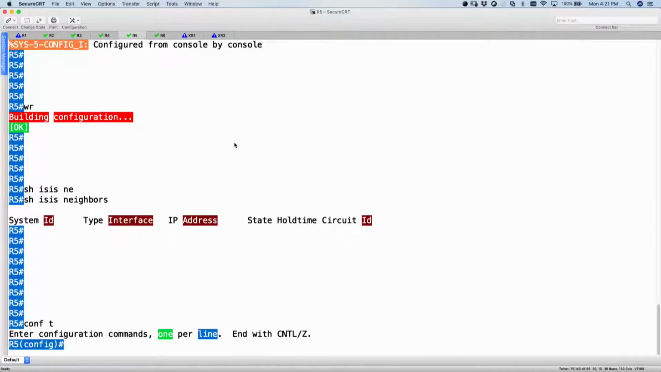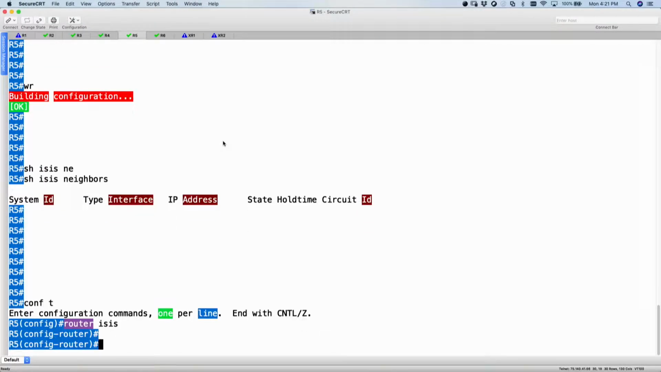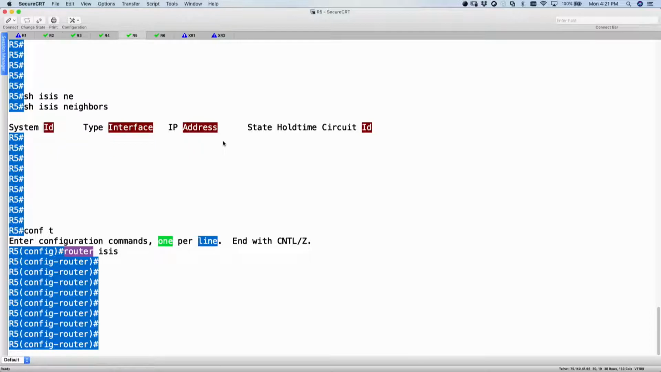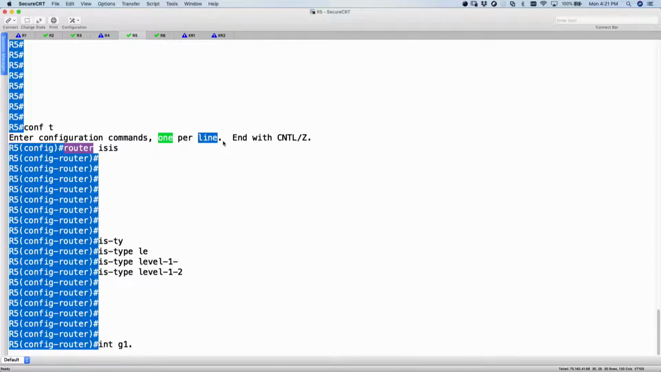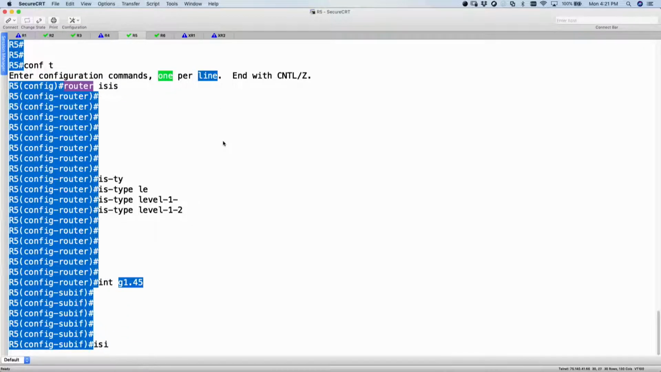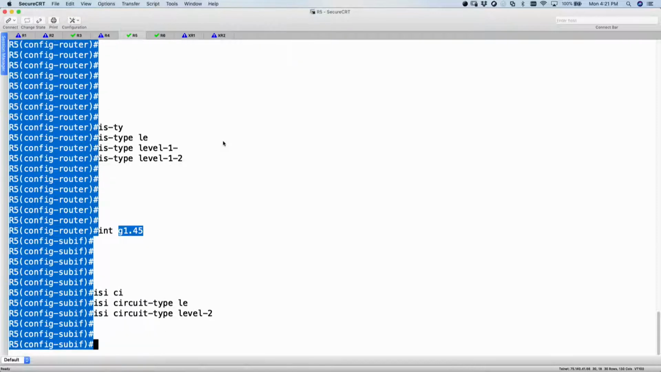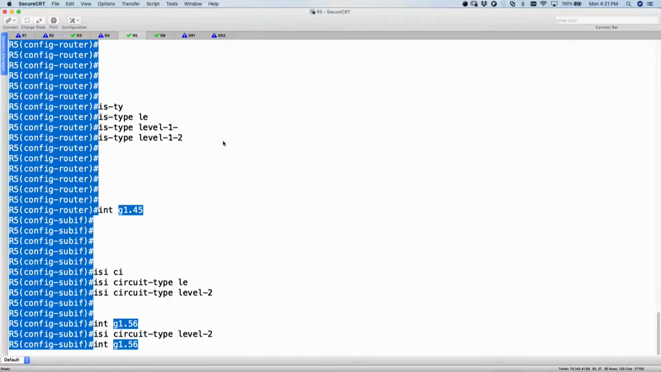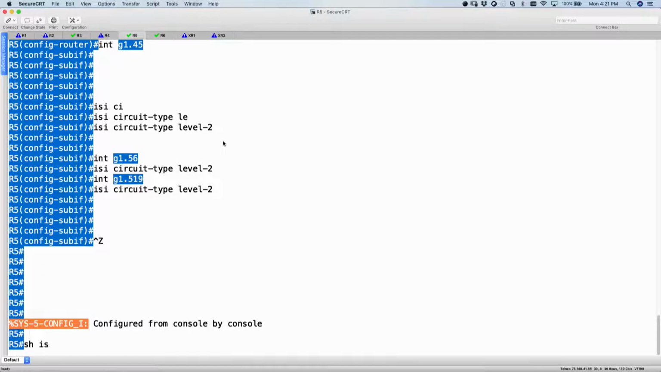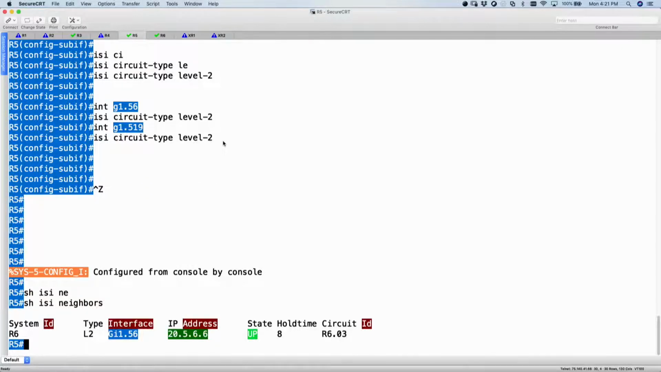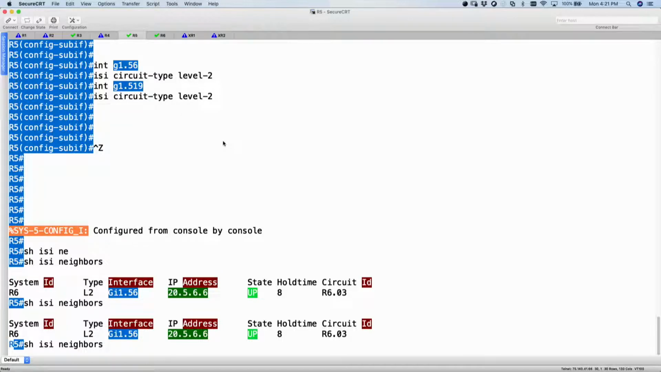I will go to R5, and even though globally I would be level 1, level 2, so I would say IS type level 1-2, but on my interface gig 1.3045, I would say ISIS circuit type level 2, and on 56 circuit type level 2, and on 519 my circuit type would be level 2. I should establish neighborship with 6 now. I have neighborship, I should be neighbors with 4 also.